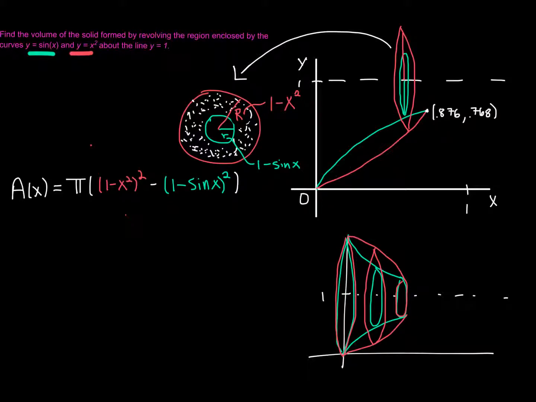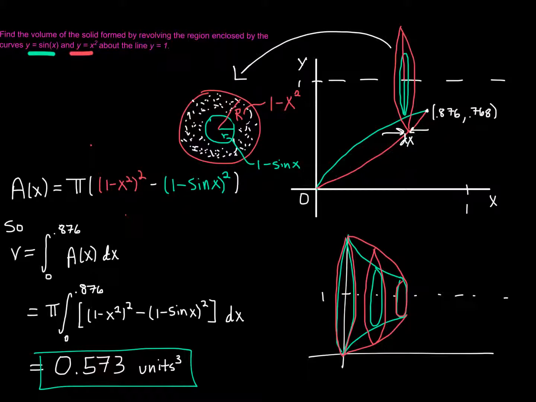And now when I combine the area with the thickness of each cross-section, which is simply dx here, I will be able to find the infinitesimally small volume of each cross-section, and using the definite integral, I can sum all of those up. And notice here I'm going to be summing along my x-axis, and I'm going to go from 0 to the point where they intersect, or 0.876. So my volume will be calculated as follows.